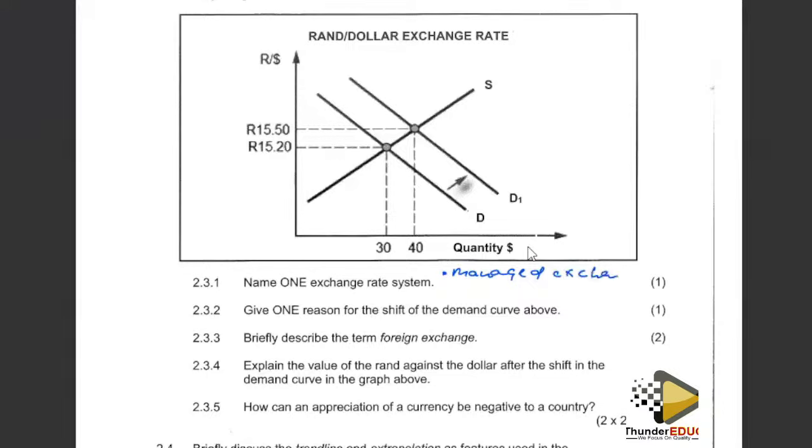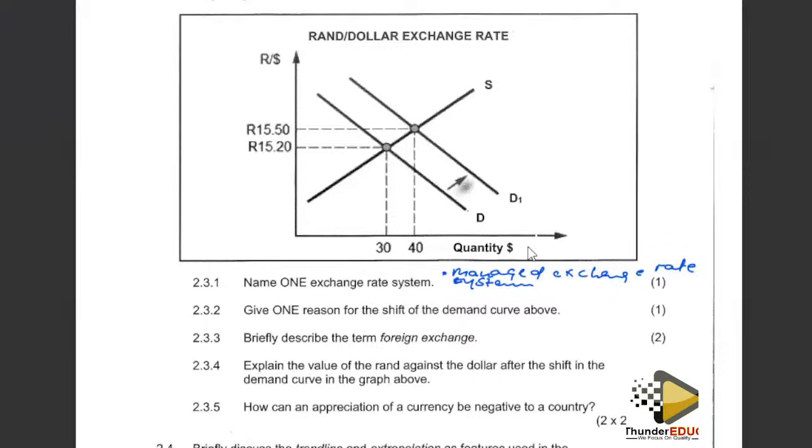Managed exchange rate system. So, okay, right, grade 12. Remember I said we have three types here. We have managed exchange rate system, we have free floating exchange rate system, we also have fixed managed exchange rate system. Okay, right. So now grade 12, let's move on to the next question.